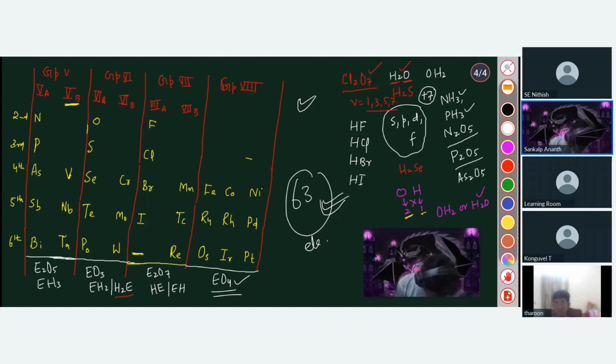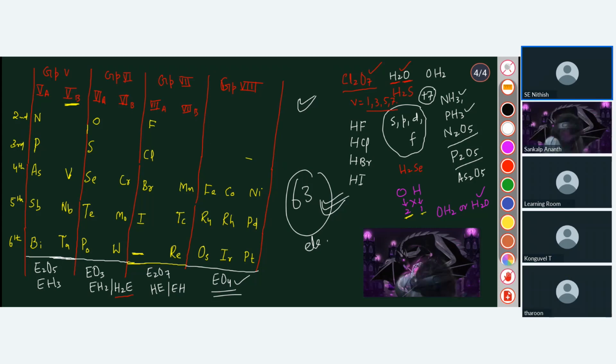Sir, group one, 1A, has group one in the modern periodic table, and what about group 11, 1B? What are you telling, the modern periodic table relating with Mendeleev's? Like copper, silver, gold. When we study the modern periodic table, you will find which group has been kept where.